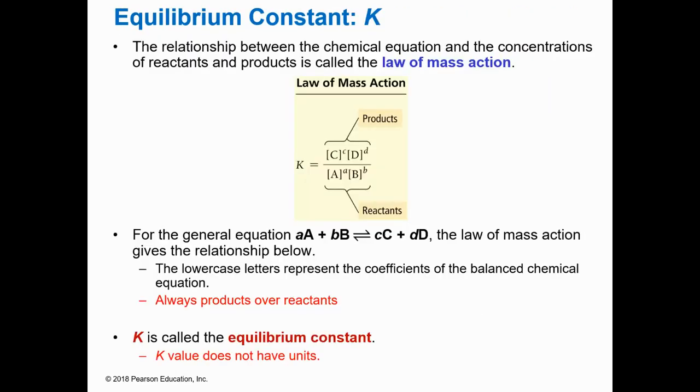Okay, this is going to be super, super important. So every time we write our K expression, or equilibrium expression, that's what this whole thing is called, it will always be products over reactants raised to their power. And the power comes from the coefficients from the equation. Also, K is called that equilibrium constant, and it does not have units, so that's a plus. We don't have to worry about units this round.